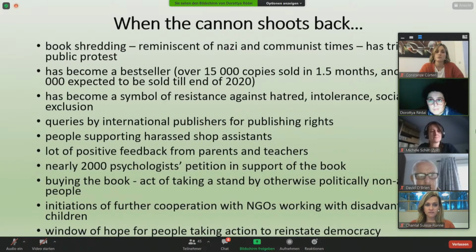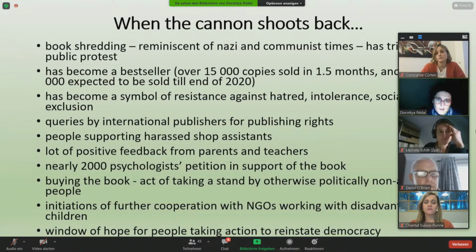However, the phenomenon when the cannon shoots back happened. Because the book shredding is reminiscent of Nazi and communist times, when books got damaged. And this really triggered a lot of people, and a sort of movement or public protest emerged very quickly. The book has become a bestseller. We have sold 15,000 copies in one and a half months, and another 15,000 is expected to be sold till the end of 2020, which is a huge number in Hungary for children's books. And somehow it seems that the book has become a symbol of resistance against hatred, against intolerance, against social exclusion.